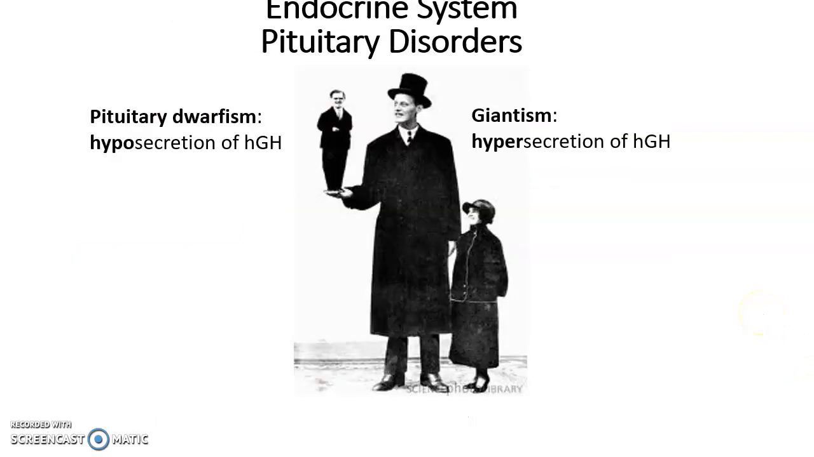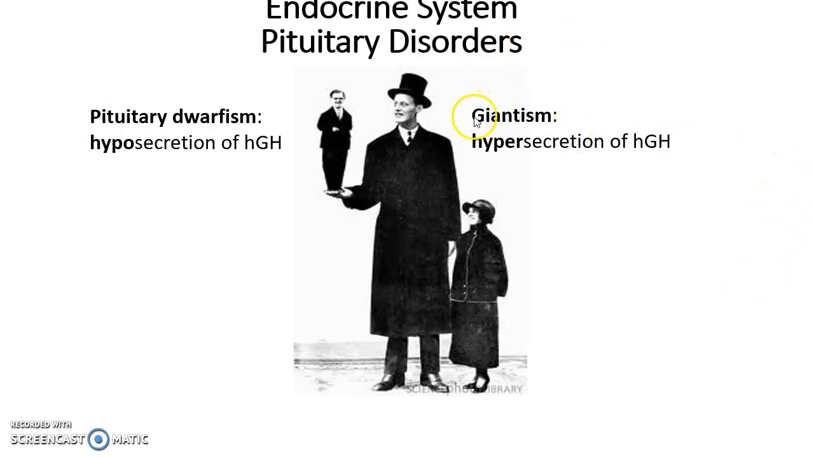Pituitary disorders. If someone has a hyposecretion of human growth hormone, that means they're producing very little human growth hormone, then that will lead to someone who is significantly shorter than expected, and is referred to as pituitary dwarfism. These individuals are perfectly symmetrical. All their structures are the right size relative to each other. It's just they're noticeably smaller than expected.